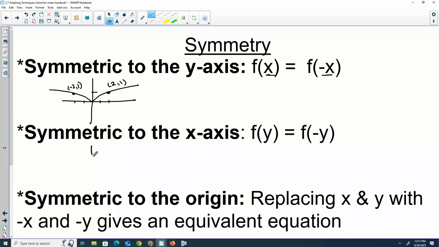Symmetric to the x. So if I'm going to fold this over the x-axis, and it overlaps itself. If you think about your ordered pairs, this is 2, 1, and 2, negative 1. Whether your y is positive or negative, the x is equal to the same thing.